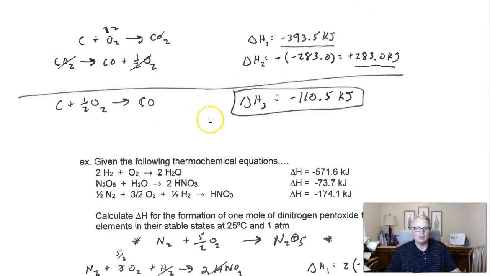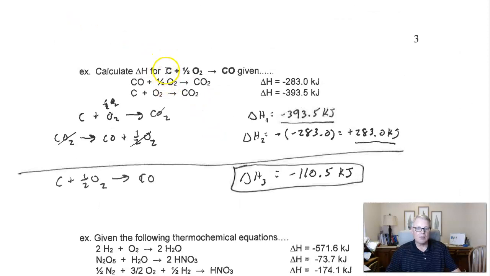Look, what this is saying is, if I want to take carbon and oxygen and make CO, it doesn't matter if I go there directly or if I take carbon and oxygen and make CO2 and then take my CO2 and break it down to make the carbon monoxide. It doesn't matter if I do it in 1 step or if I do it in 2 steps, I still get the same delta H.